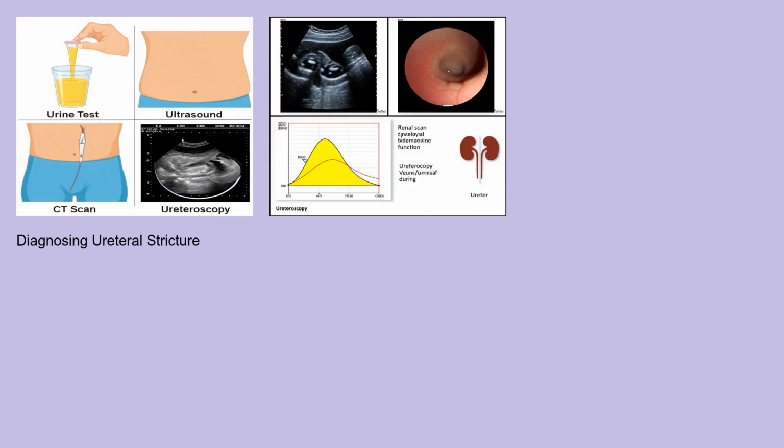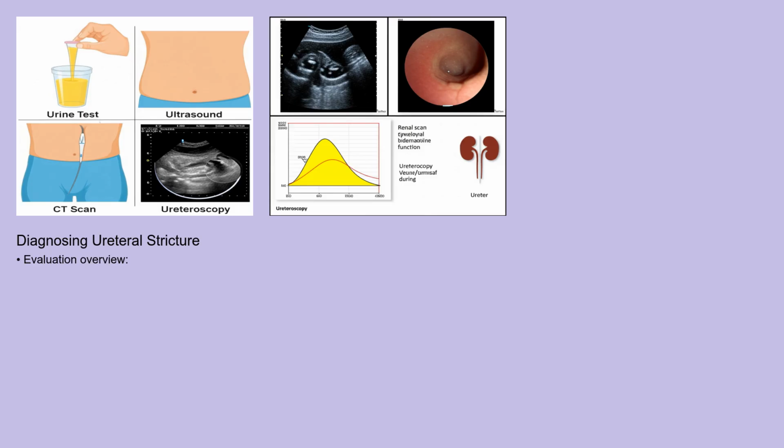Diagnosing ureteral stricture involves a thorough evaluation. The process typically begins with a physical examination and a review of the patient's medical history. Urine tests are performed to check for infection, and blood tests are also done. Imaging studies play a key role in confirming the diagnosis.